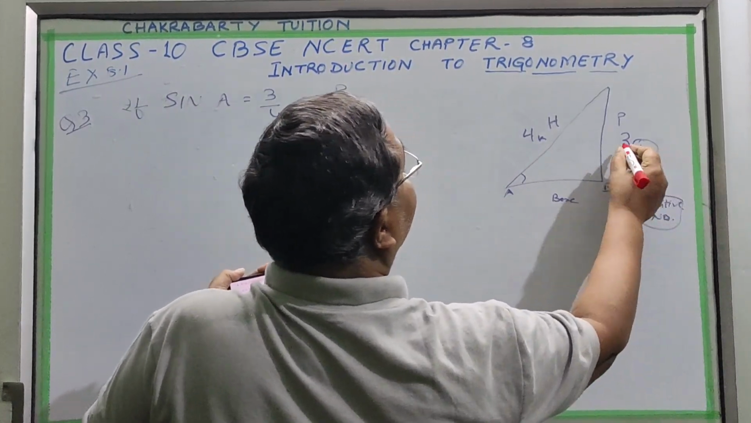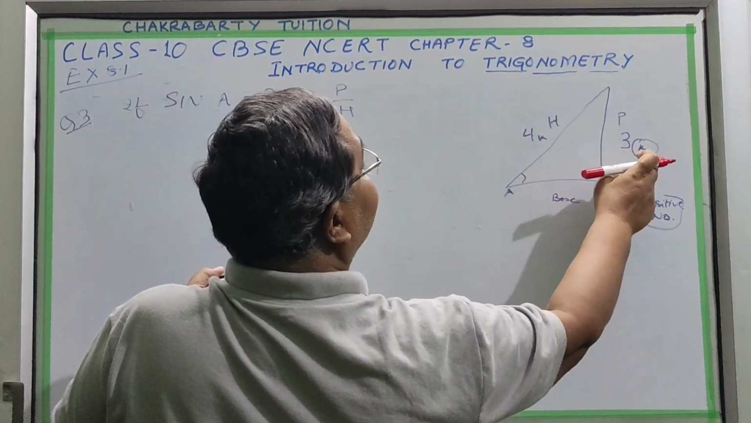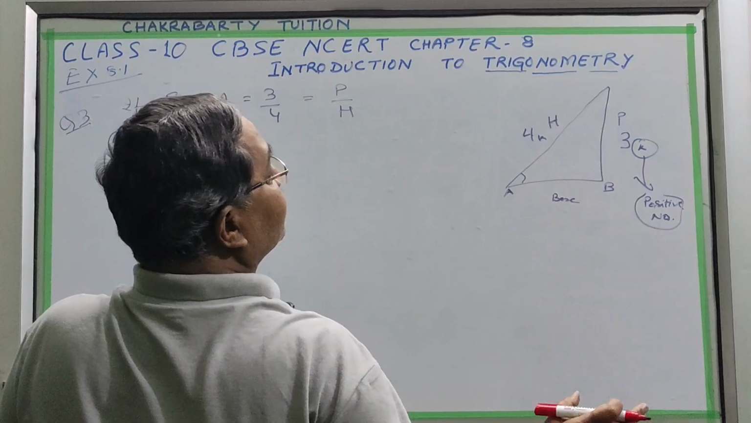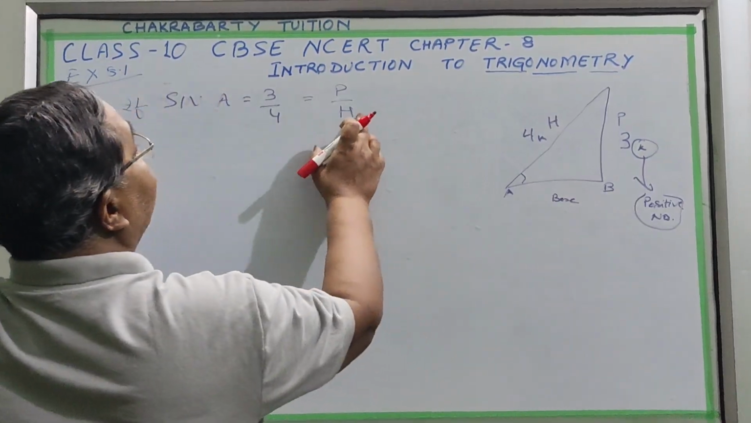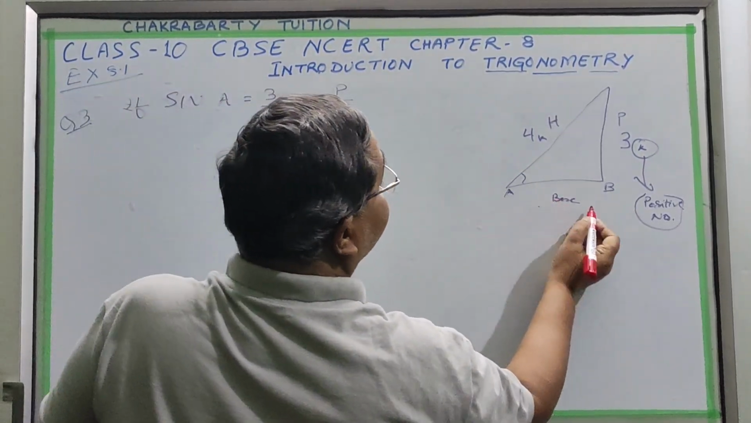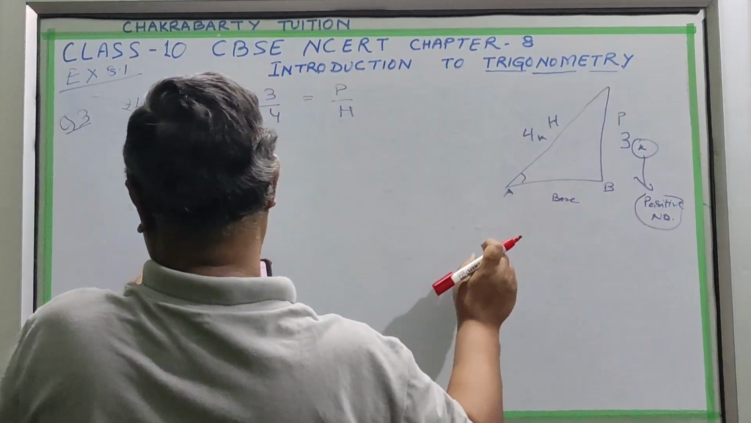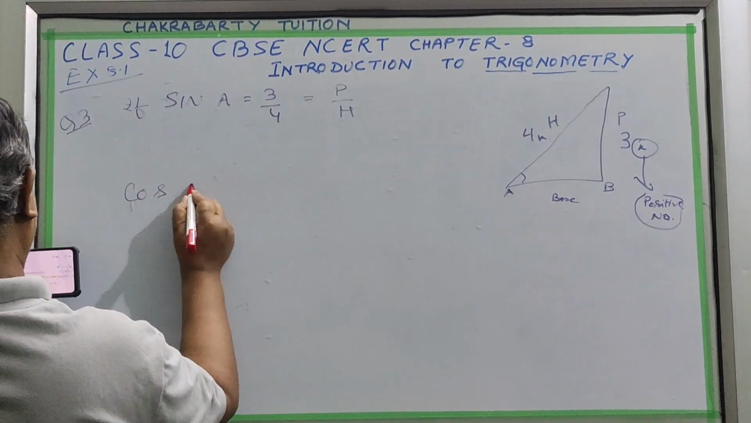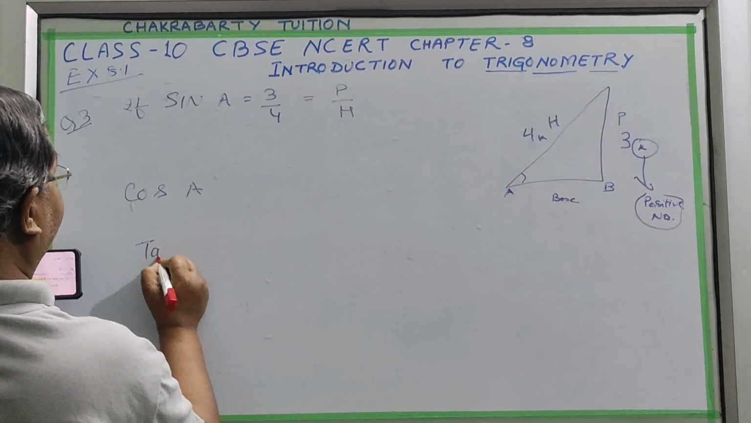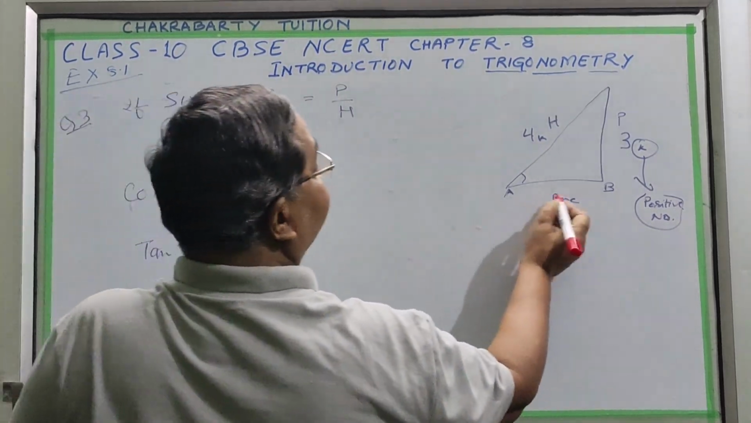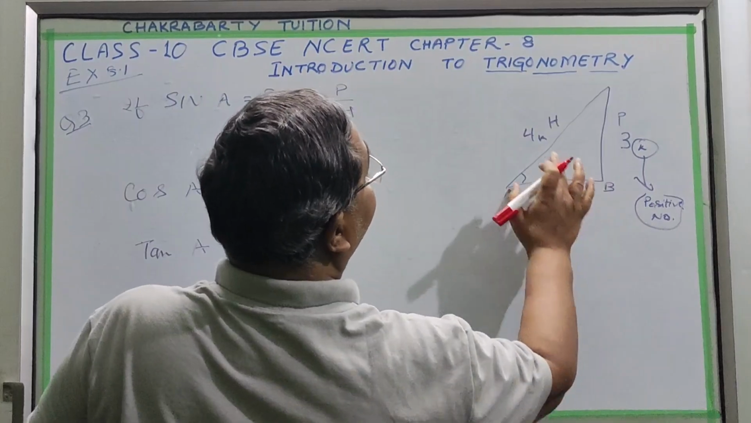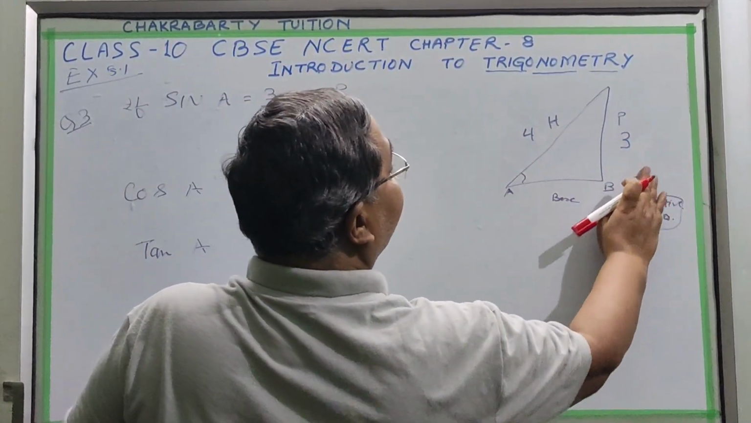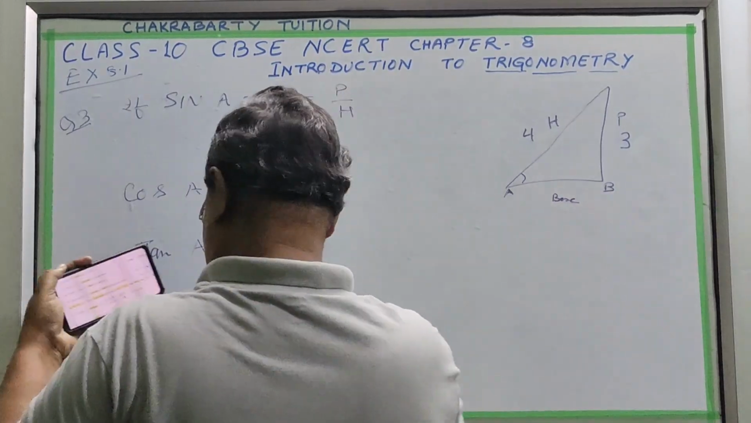We have taken a number so that if the ratio is multiplied by the same number, nothing happens to it, it remains the same. So P upon H is 3 upon 4. So what will be the base? Because we have to calculate cos A and tan A, better we will first find this one. K I am removing, it is not required here, as I just told you.